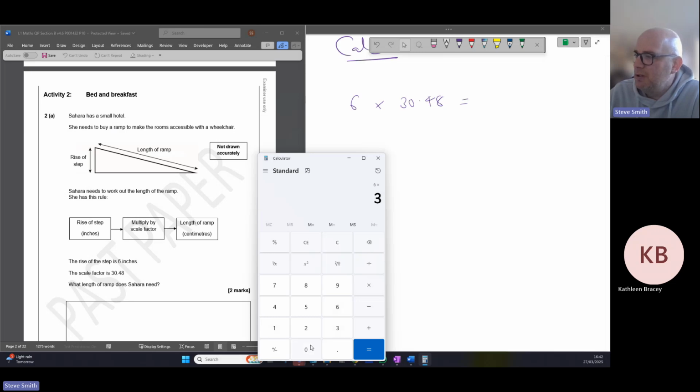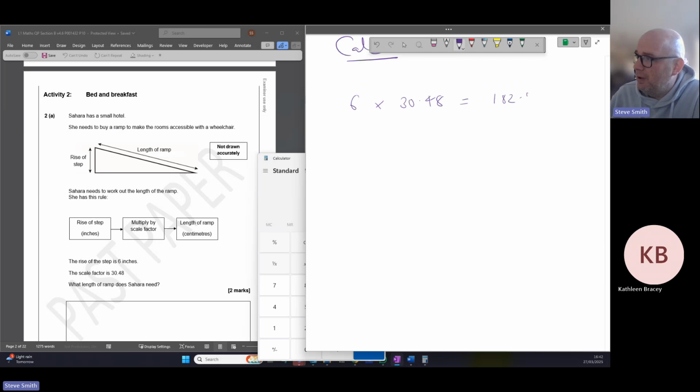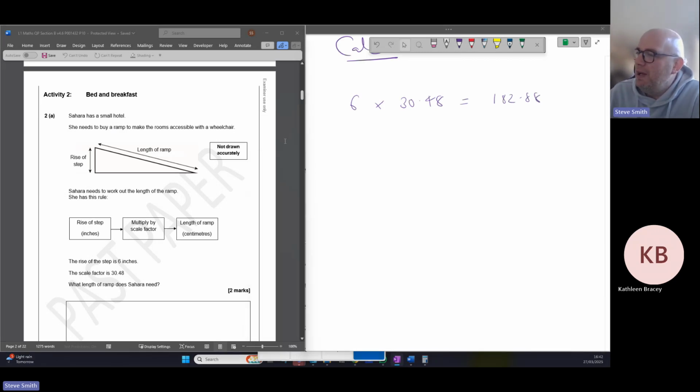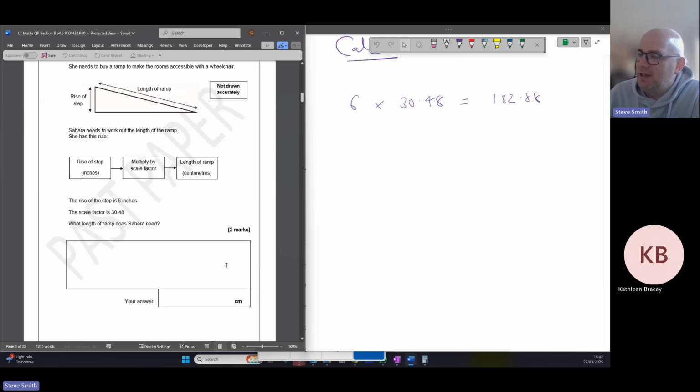6 times 30.48 equals 182.88. It then doesn't need us to do anything else. It just says how long is it in centimeters. 182.88 is your answer, and there's nothing else to do there. It's just following the machine, following the formula. You don't have to think of anything else. That's just it. Done that one.